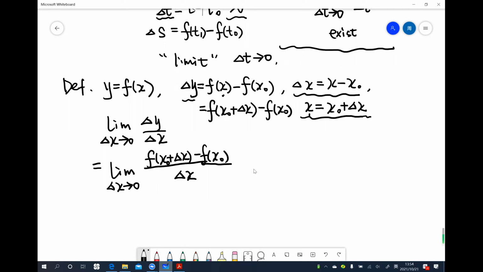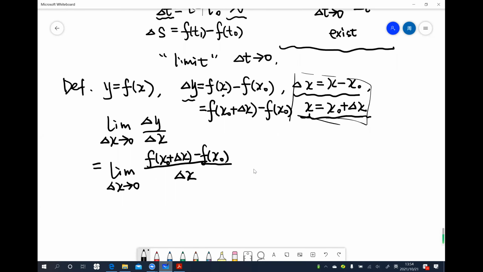Yeah, I have a question. How can I get from delta x equals x minus x0 to x equals x0 plus delta x? How can I get this one? This one? Yes, this one.